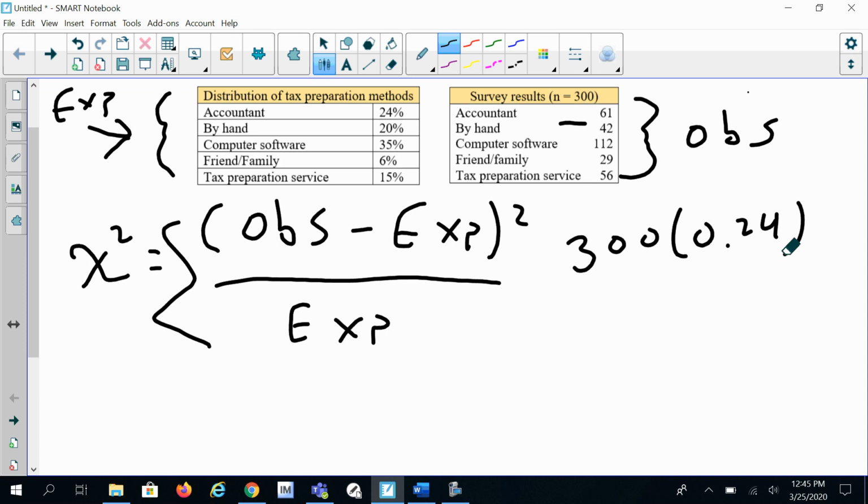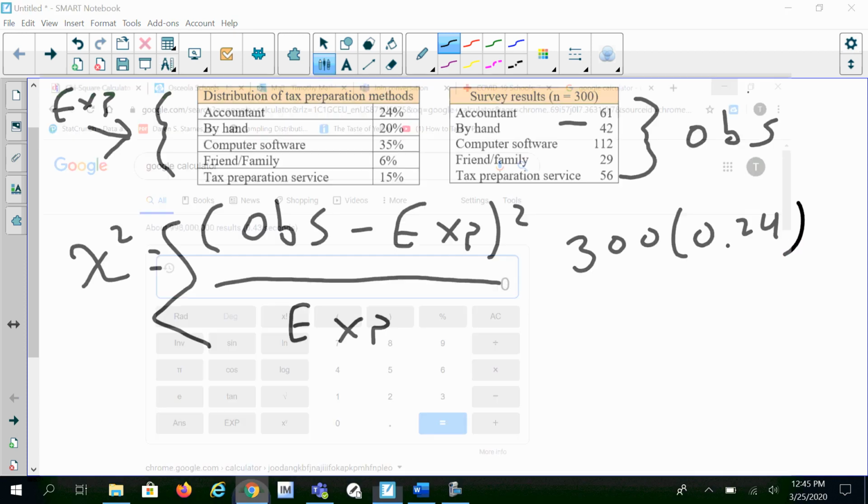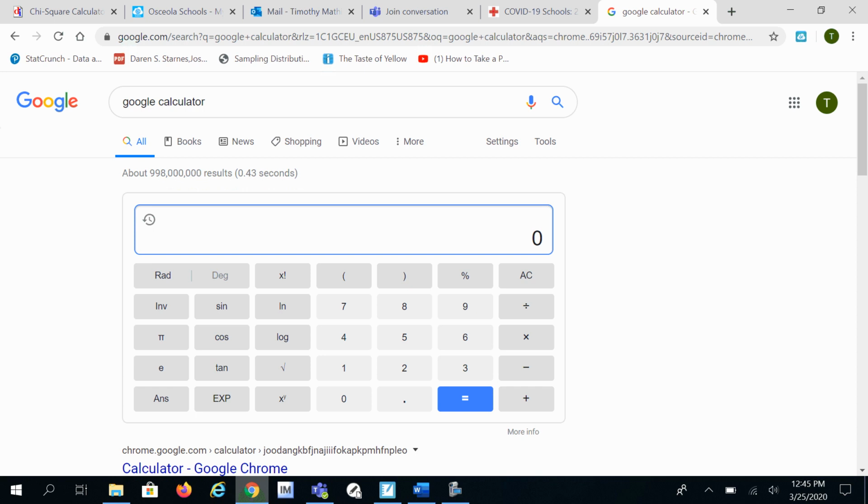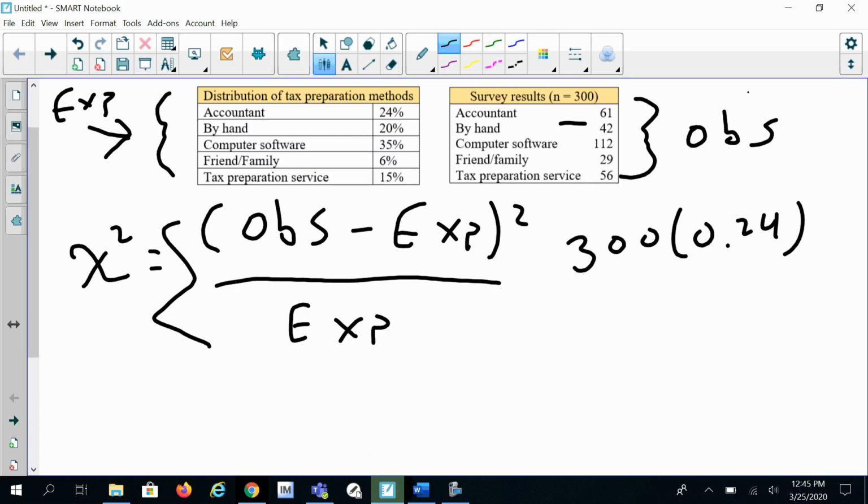Now I can go to just a simple Google calculator. If you literally Google calculator, then you will get this. So I can do 300 times 0.24, and the answer is 72. That's a pretty simple method. So the expected for that is 72.